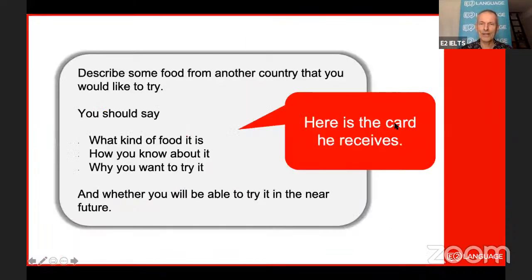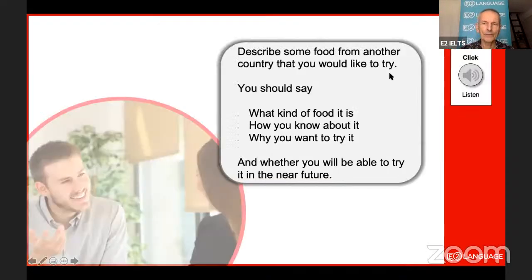Let's see. Here is his task card. He's had a minute to prepare. He's ready to go. Describe some food from another country that you'd like to try. All right. Here it is. What do you think? We're going to assess him. You listening? Here we go.